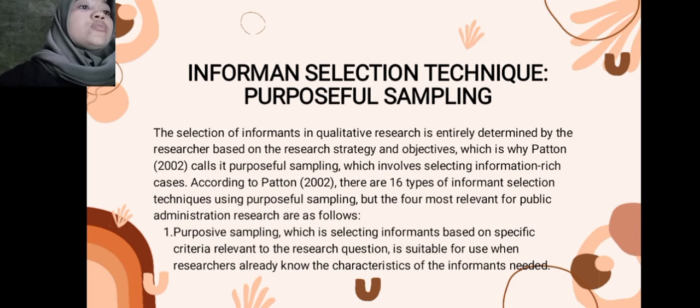According to Peterson 2002, there are 16 types of informant selection techniques using purposeful sampling, but the four most relevant for public administration research are as follows. 1. Purposive sampling, which is selection based on specific criteria relevant to the research question, is suitable for use when researchers already know the characteristics of the informants needed.